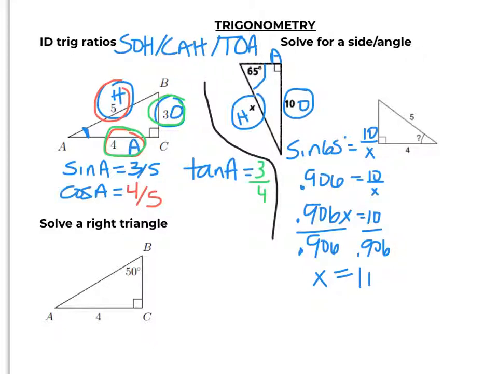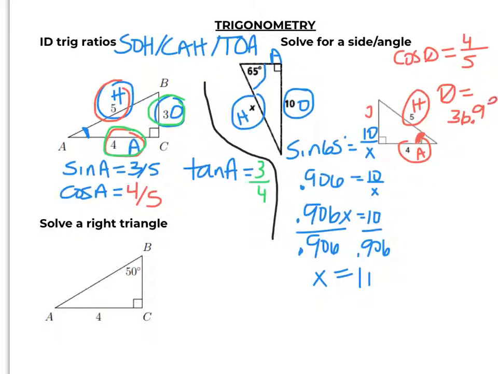The next one, I'm trying to solve for an angle, but I'm still going to label my H, O, A. My numbers are at A and H, so I want to do cosine. So cosine of theta equals 4 over 5. So we're going to use inverse cosine, the second cosine, and we get that my angle is 36.9 degrees. Once again, that's where on the calculator we're going to press second cosine.